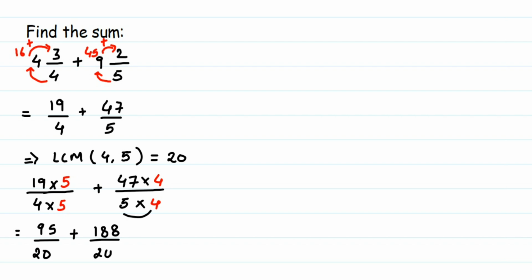So this is equal to, I'm going to solve this side. Here we'll get 20. Now add 95 and 188. So 95 plus 188 will give us 283. So 283 by 20. We cannot cancel this further, so the answer will be 283 by 20.